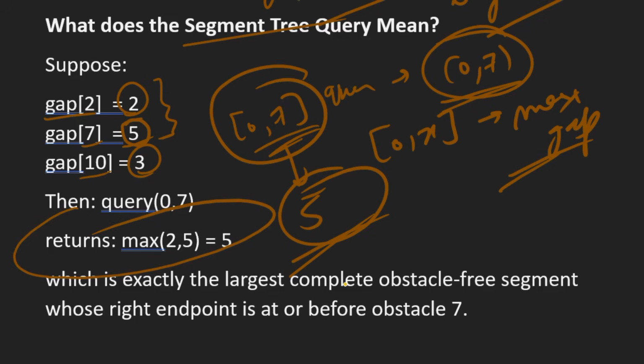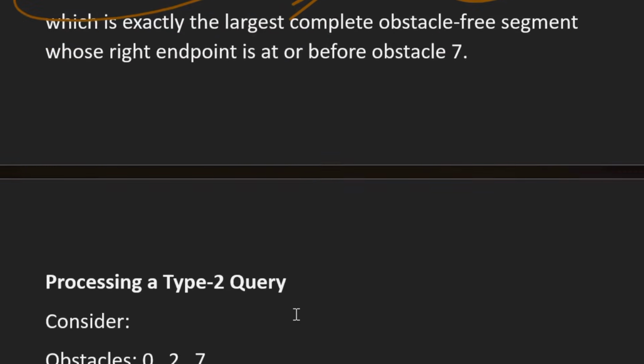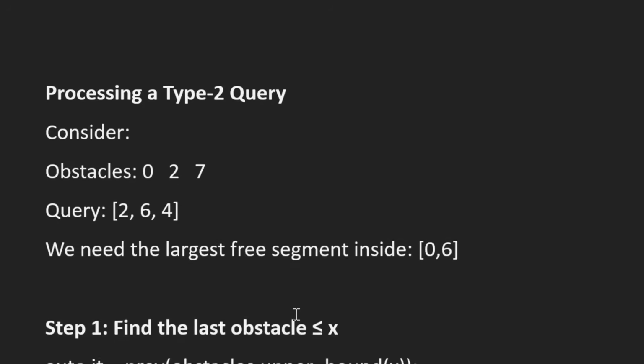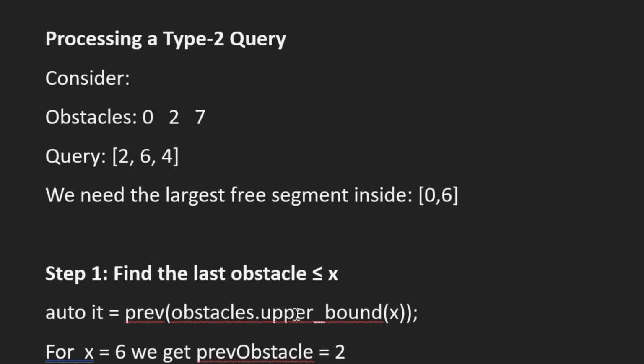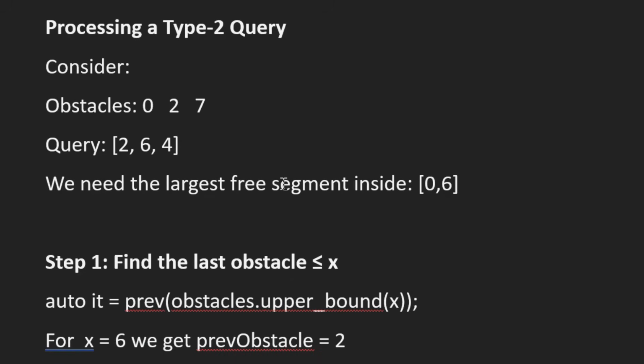right? That is the maximum gap which is before x. So this is what we get from the segment tree query. Now we'll understand how we'll process a type 2 query. What we'll do when we get a type 2 query.